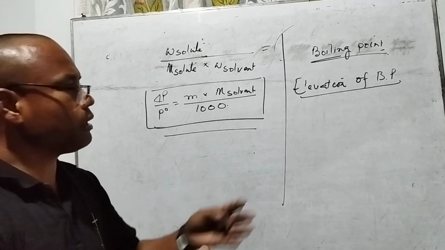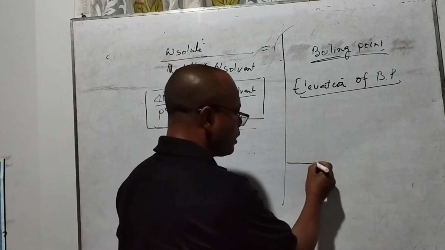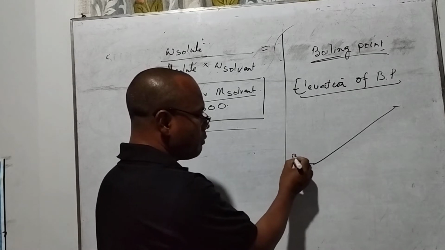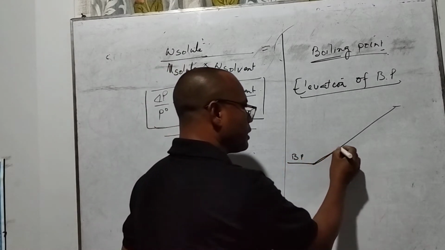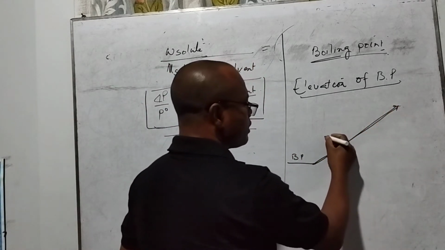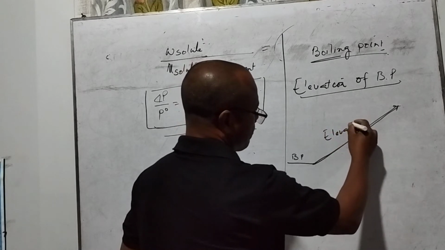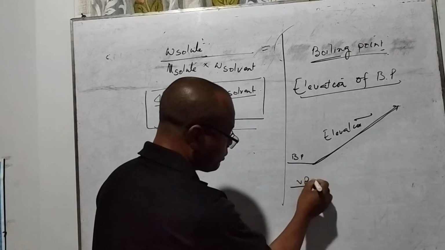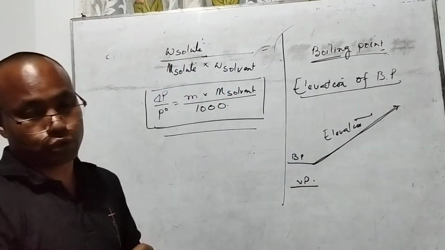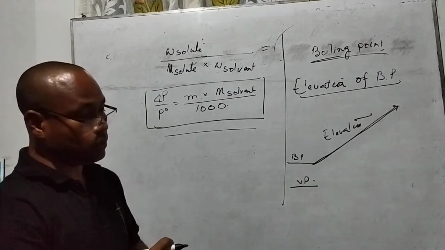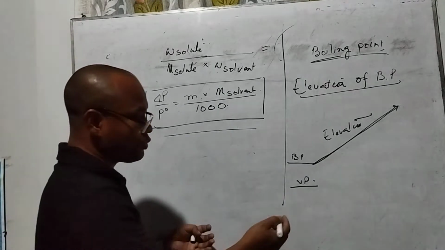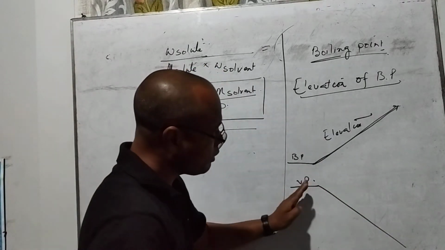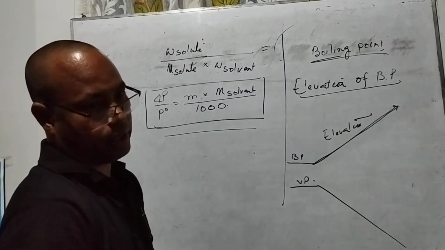Increasing means elevation. Suppose I consider this is the boiling point, so this boiling point is inclined up, right? That means elevation. If I consider this is the vapor pressure, when we have the solution, the vapor pressure of this solution is always lowering like this, right? More lowering, more elevation.